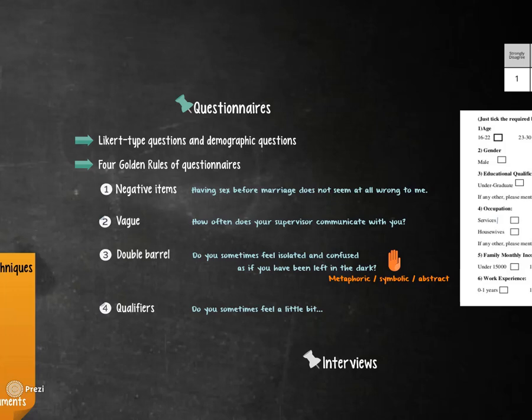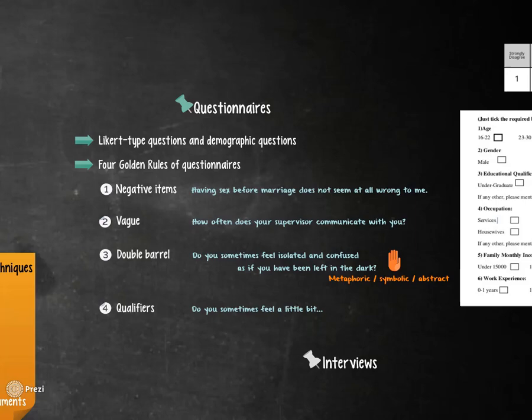Likewise, please avoid double-barreled items at all times. Each item should only ask one thing. In my example over here, I have two things. What if a person does feel isolated, but not necessarily confused? Another aspect that comes into play here is metaphoric, abstract, or symbolic language. They are not only vague, but ambiguous, and symbolic language can actually mean different things to different people. Avoid them. Lastly, avoid qualifiers in your items. Nuances should be left for the scale, not the item.